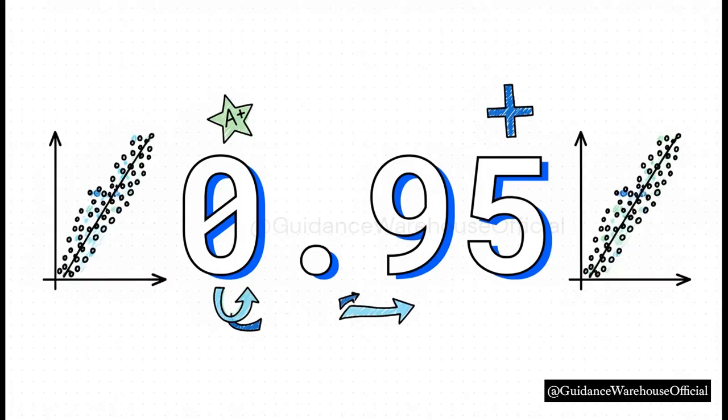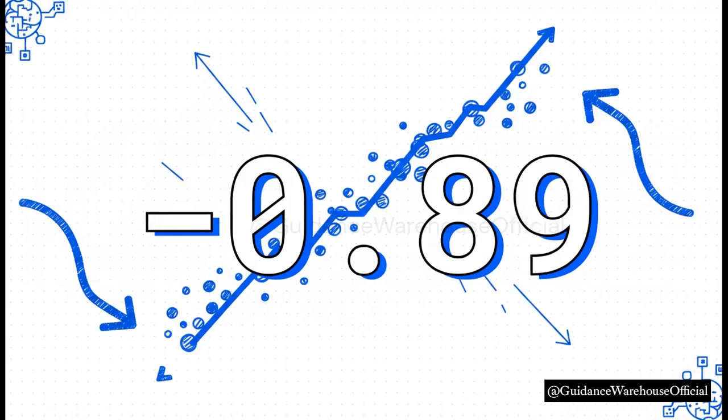So if you get an R value that's super close to +1, like 0.95, that's an A+. It means you've got a strong, positive relationship. As one thing goes up, the other thing goes up, and all your data points are clustered really tightly around that line. Beautiful. Now what if you get a value close to -1, like -0.89? Guess what? That's also an A. It just means you have a strong negative relationship. So as one thing goes up, the other thing goes down. But again, the points are still packed tightly around the line.